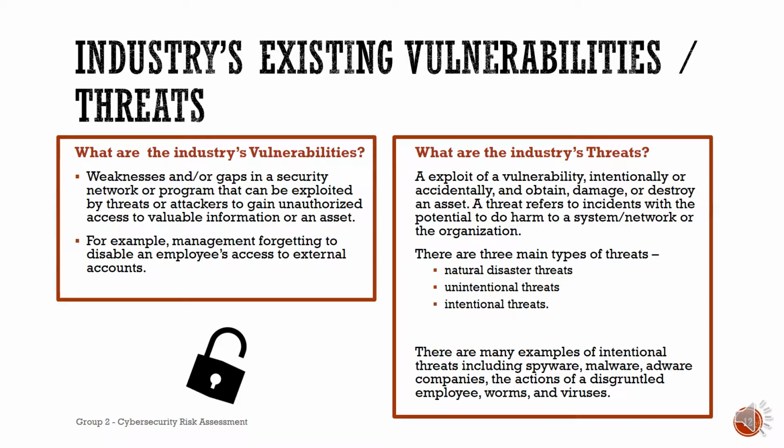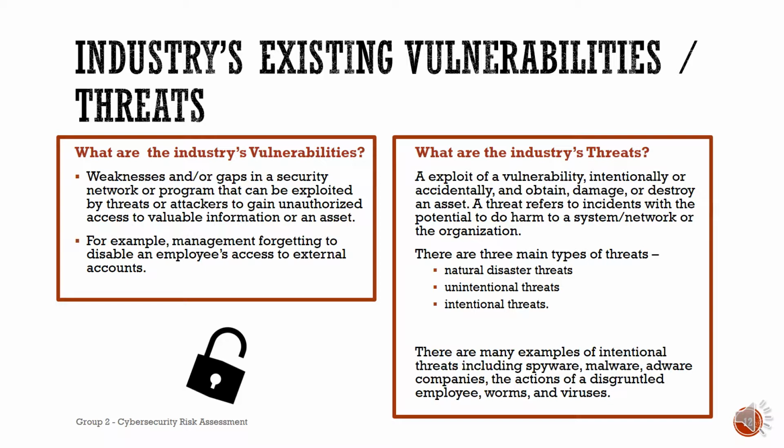For example, an employee resigns and management forgets to disable the employee's access to external accounts, change logins, or remove their names from the company. This can leave the organization open to both intentional and unintentional threats. However, most vulnerabilities are exploited by non-human automated attackers. What are the industry's threats?